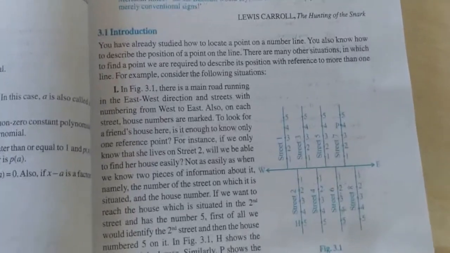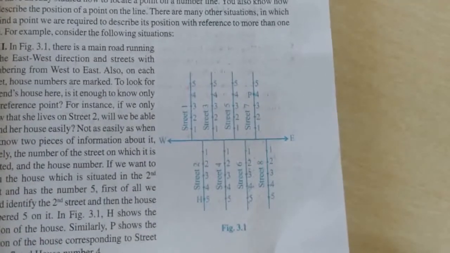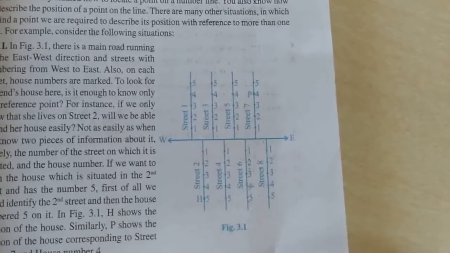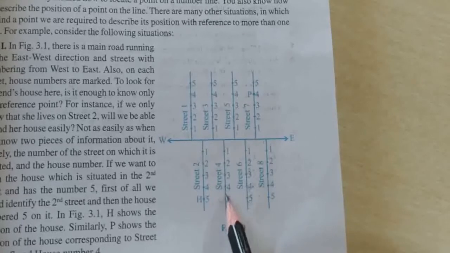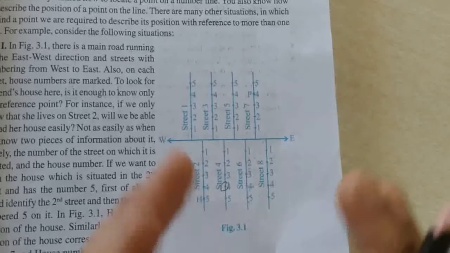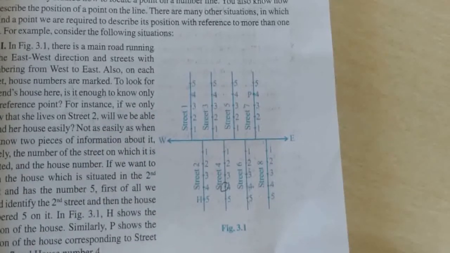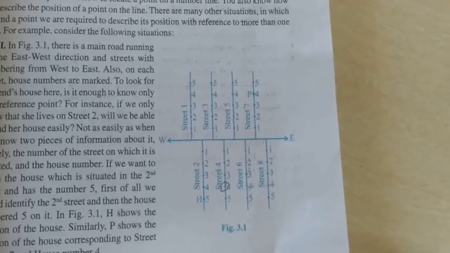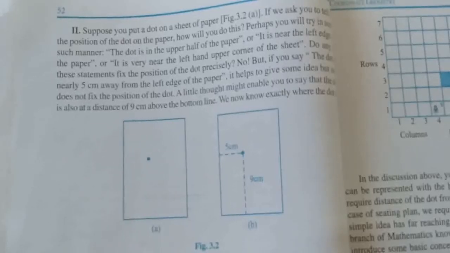So friends, from this graph, if we want to locate the position of any house, we can say that my friend is in street number 2, house number 4. So we can say that street number 4 is over here and my friend is living in house number 4 over here. So from this graph we can find the position of any object. Okay, so this way we have to find out the position of any object from the graph paper, from the Cartesian system. Now here another activity type question is given.